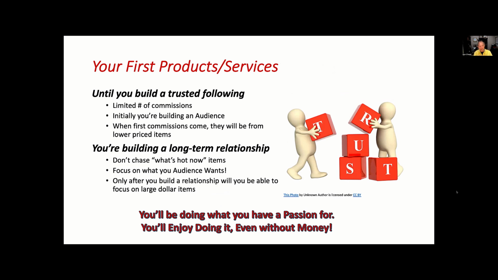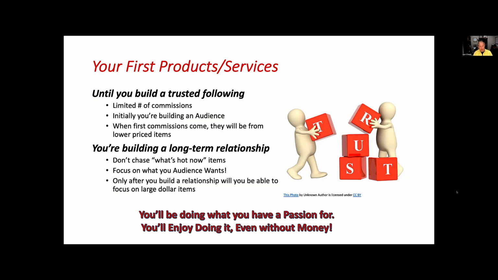Your first products and services, until you build a trusted following, you're going to get a limited number of commissions. Initially, the key is to build an audience. When someone signs up or subscribes to you and gives you their email, that's golden to you. And when the first commissions come, they'll probably be from lower price items. So don't think I'm going to go out and chase a higher one. It doesn't come like that.